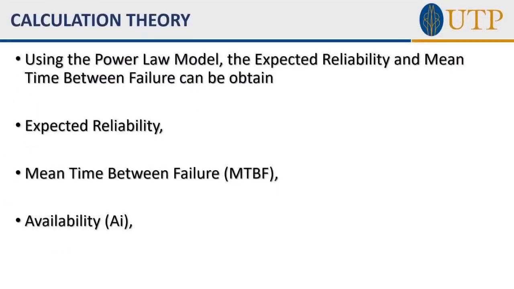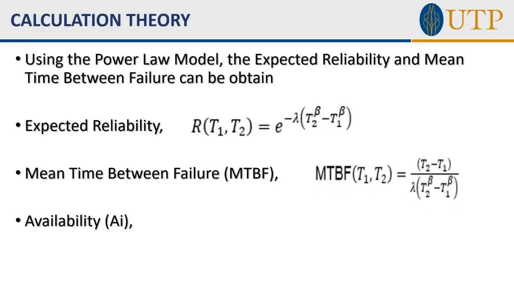Moving on to the calculation theory, expected reliability and mean time between failure, MTBF, can be calculated by using the power law model as below. The expected reliability between periods T1 and T2 can be calculated as shown. The MTBF, mean time between failure, of T1 and T2 can be calculated as shown. Inherent availability, A_i, can be calculated as shown.